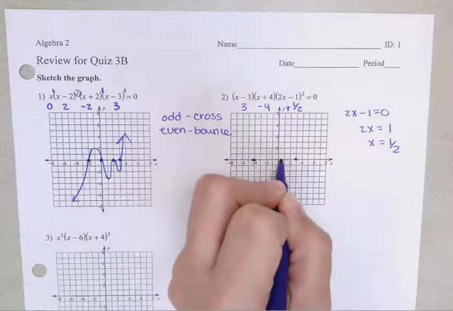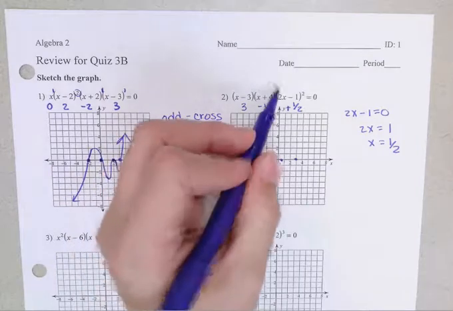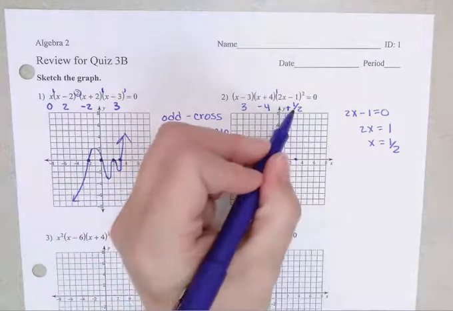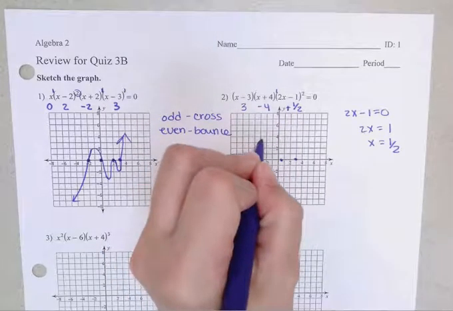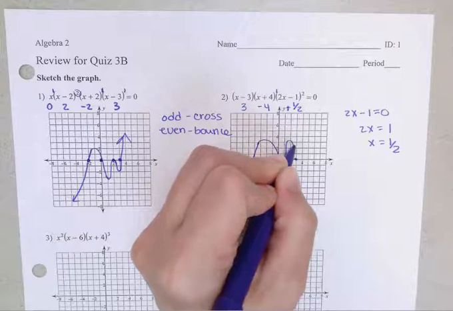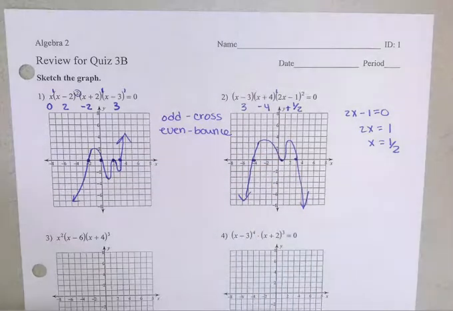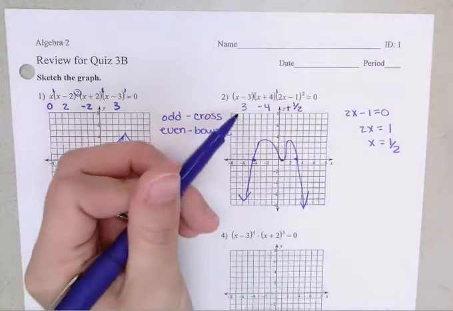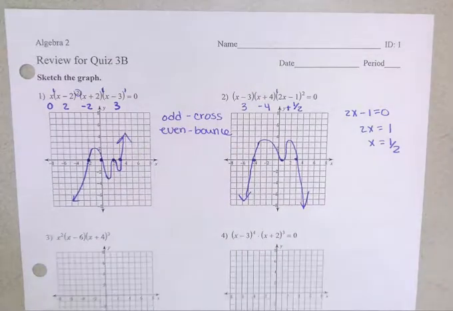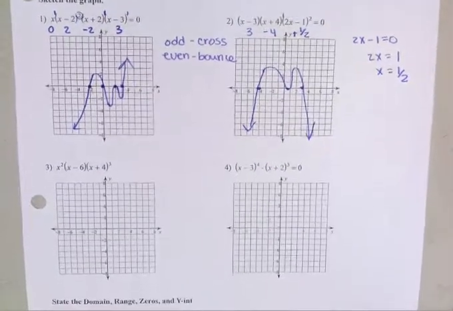-4, +1/2. Okay, so at -4, it's just a 1, so I'm going to cross through it. At 1/2, it's a 2, so I'm going to bounce. And then turn back around, and the 3, I will go through that one. Graph should look something like that. On the other hand, if you started up here, your graph is just going to look a little flip-flop reverse from mine. Okay, and you won't get any points off for that because, again, it is just a rough sketch.